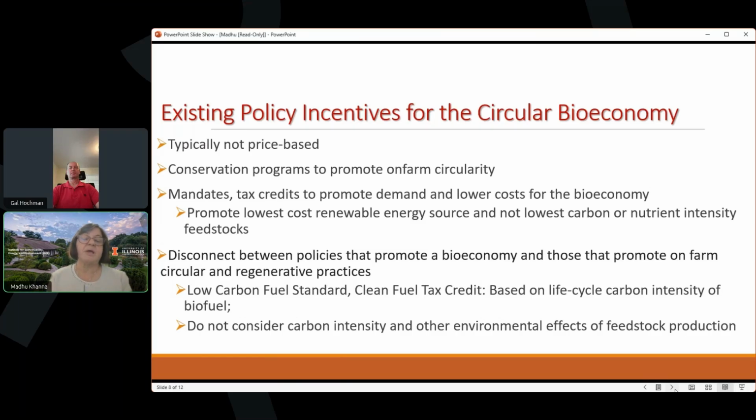So existing policy incentives. One of the reasons for the existing linear economy is that we're not pricing waste, and it is free to dispose of waste to the environment in most cases. Pricing waste would be one approach to creating incentives for the circular bioeconomy. But currently, we have a whole suite of programs like conservation programs in agriculture. We have mandates and tax credits to promote the bioeconomy. And often these policies are not connected and don't work synergistically in order to achieve the goals that we need in a cost-effective manner. Next slide.